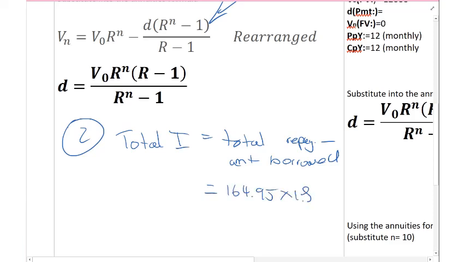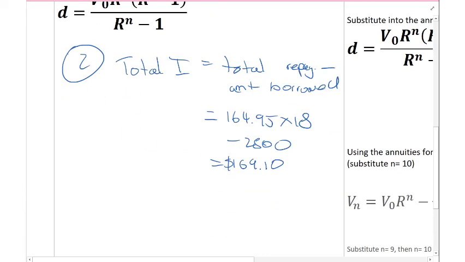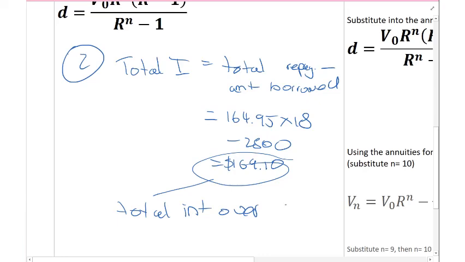164.95 times 18 minus 2800, and that'll give you an answer of $169.10. Okay, so the total interest over 18 months on the loan.